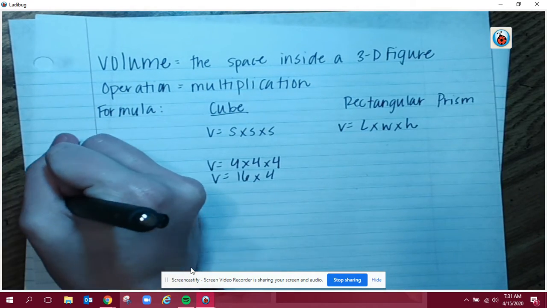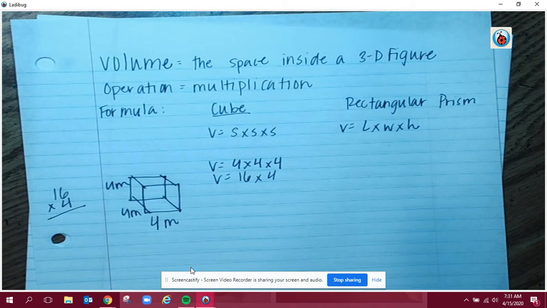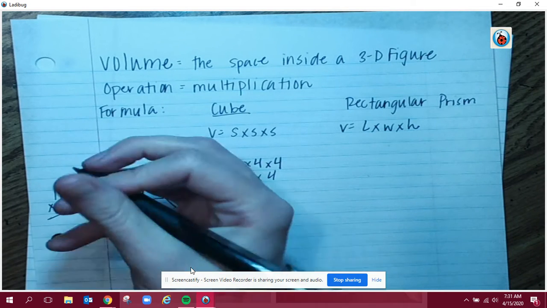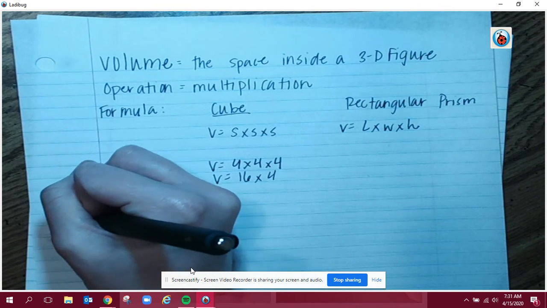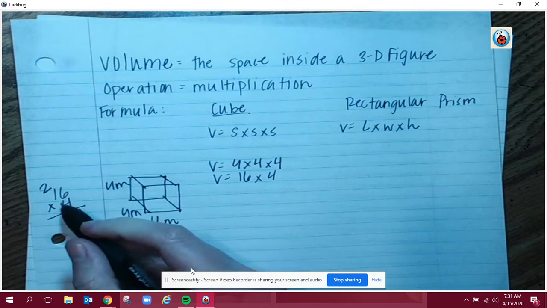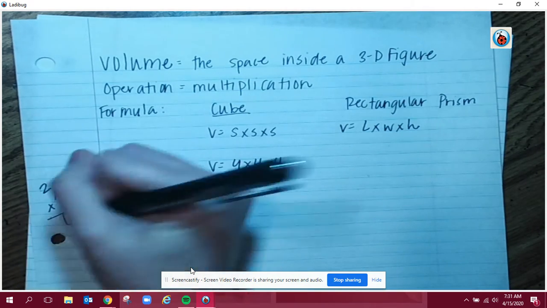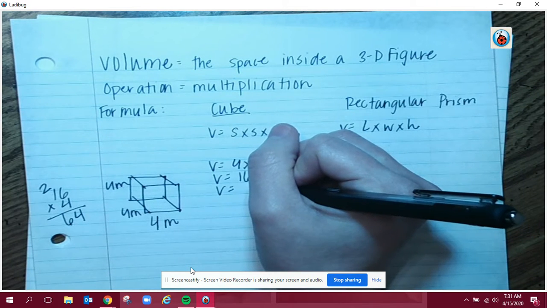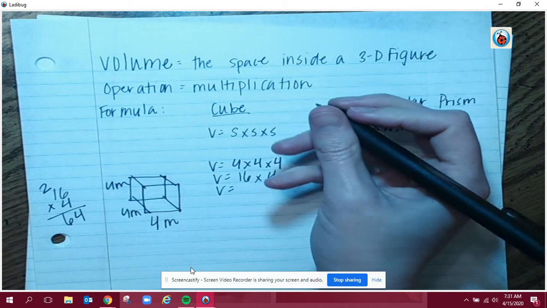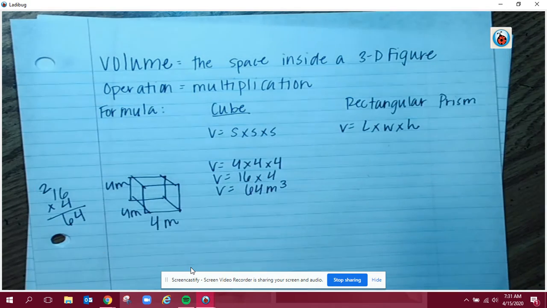And if you need to, go on the side and do 2 by 1. Don't try to do this in your head if you are getting the numbers mixed up. So 6 times 4 is 24, 4 times 1 is 4, plus 2 more is 6. So our volume for this cube is 64 meters cubed.